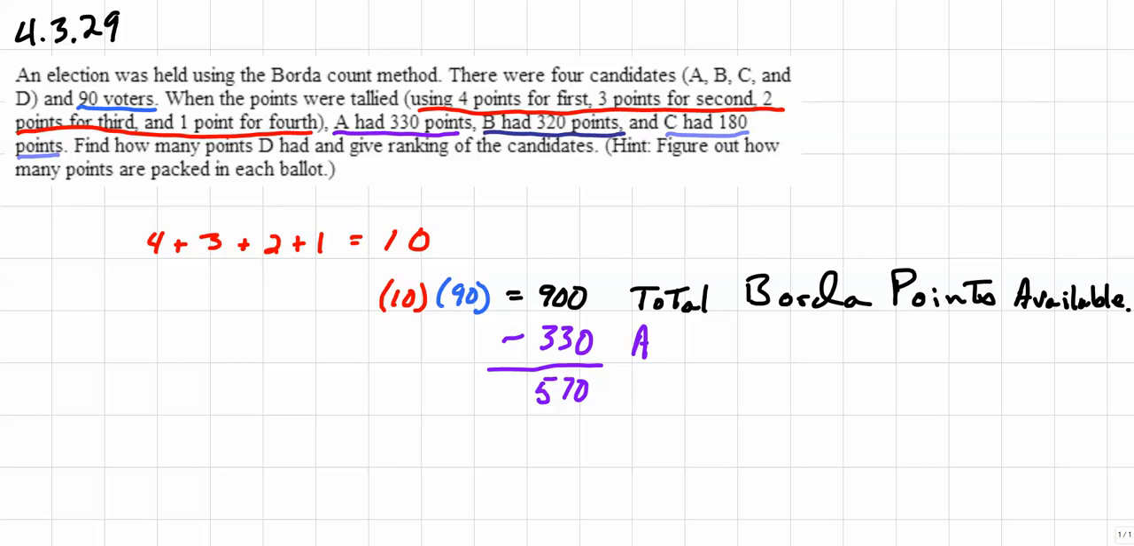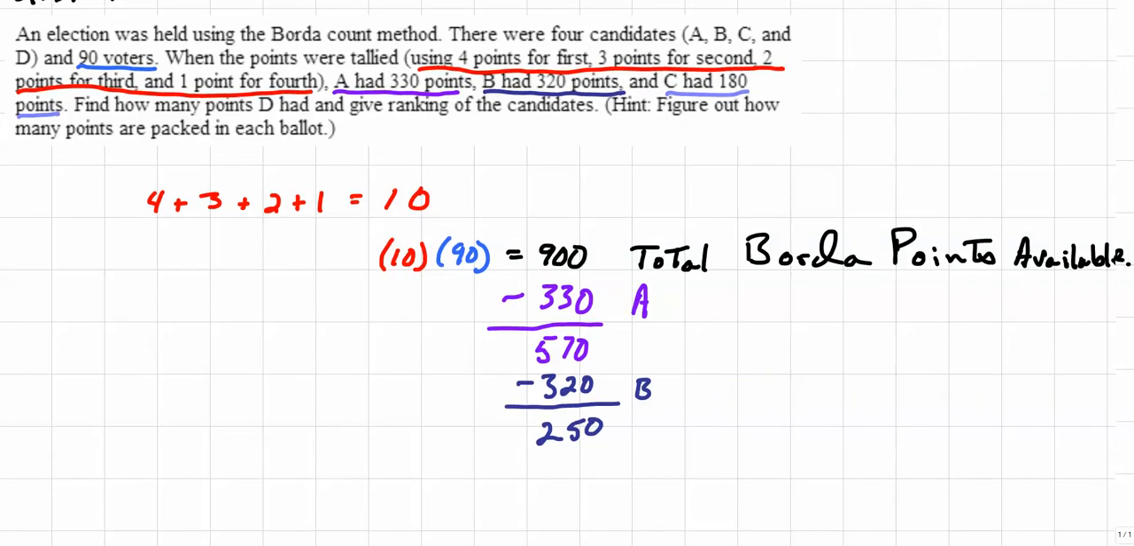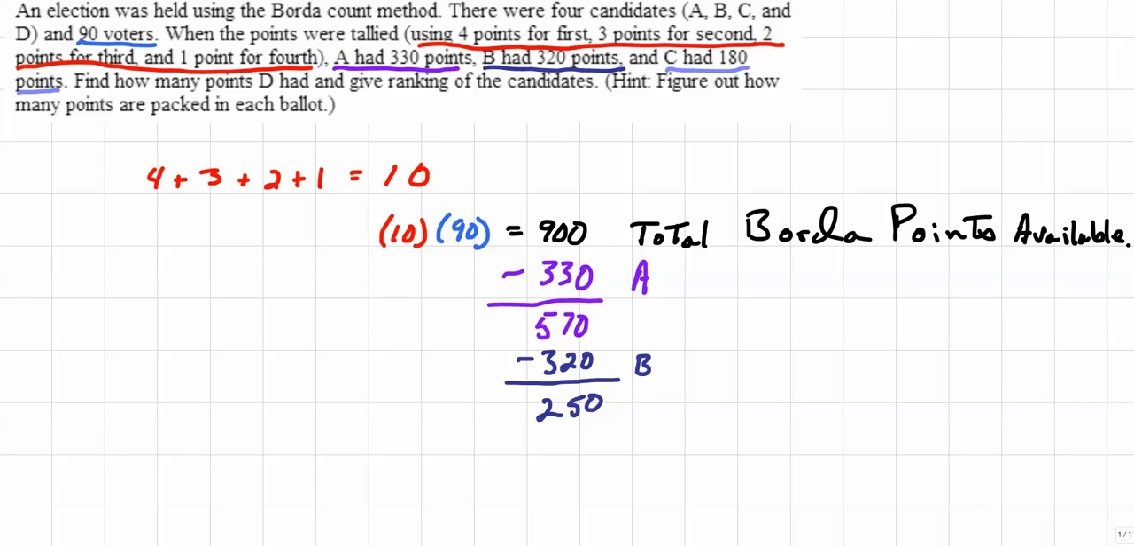Then we'll go ahead and subtract 320 points. That's going to be the total number of points for B, and that would be 250. And then we're going to go ahead and subtract from that 180 points for C. And when we subtract that value, we're going to get 70. And that 70 is going to be the value that we will use for D.